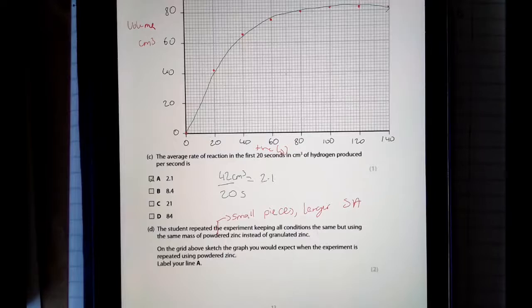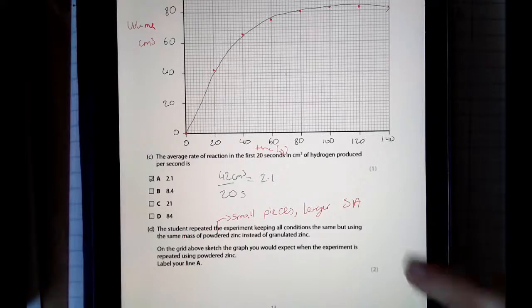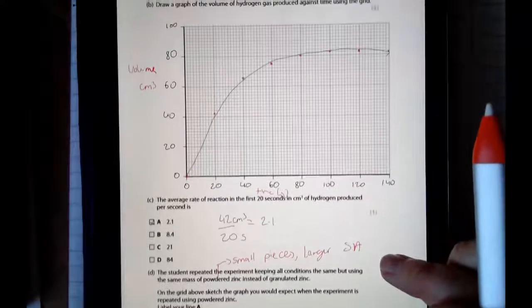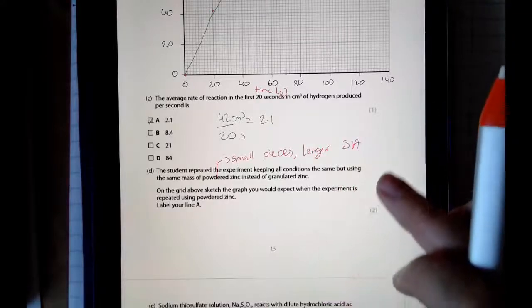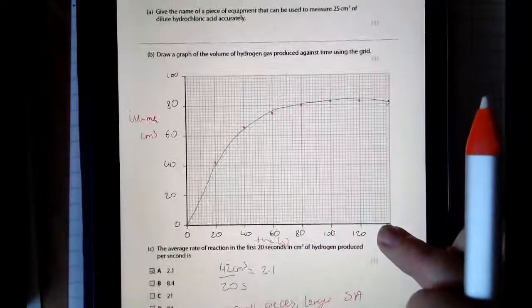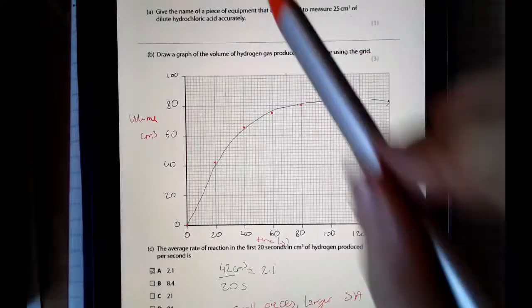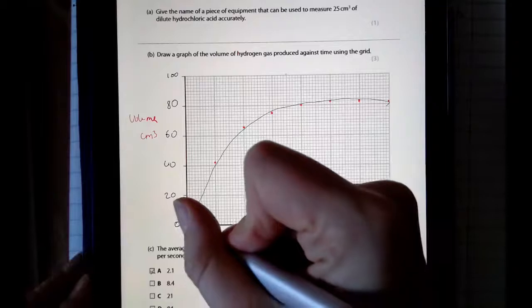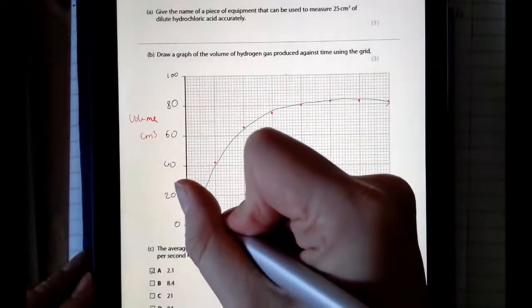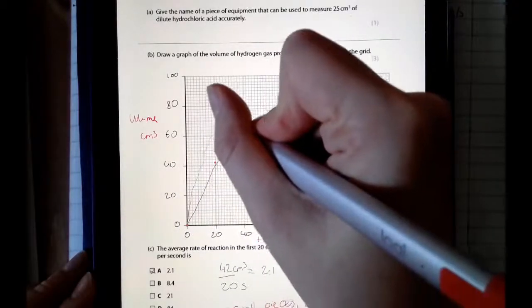So if I'm increasing the surface area, what's going to happen to the rate of my reaction? Well, if I increase the surface area, I'm going to have more frequent collisions and I'm going to have a faster rate. So when I'm drawing my line here, I need to show that it's faster, which means I need to show that it's steeper. So I'm going to start here at 0, but I need to show that it's faster. I'm using my glittery pen. I'm going to make it steeper.